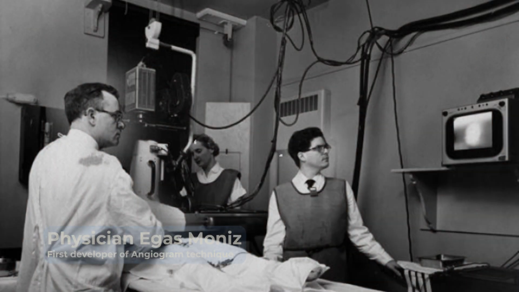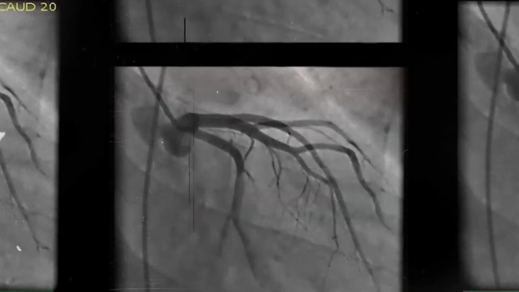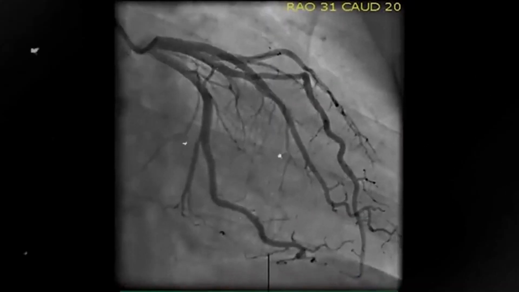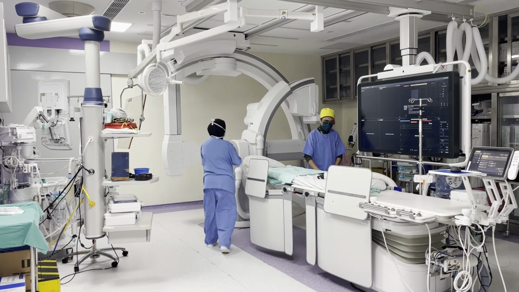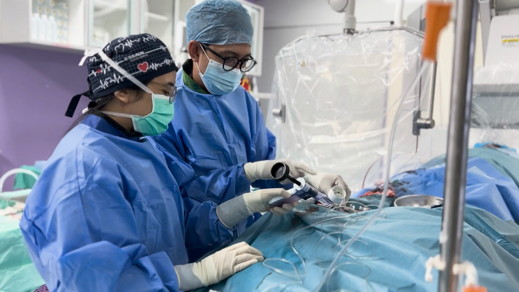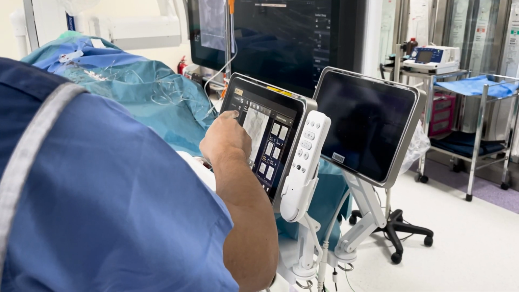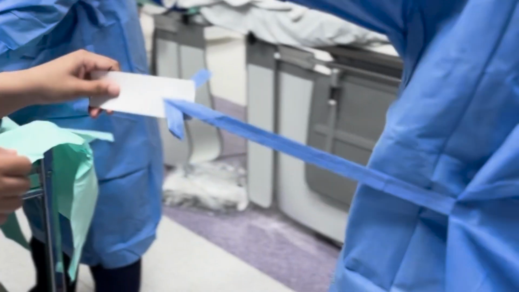Angiogram was invented in 1927. A coronary angiogram is a procedure that uses X-ray imaging to see the coronary artery. It's a routine procedure that involves a team of cardiologists, nurses, assistant medical officer, and a radiographer. Now, let's revise the angiogram procedure flow in these 5 stages.